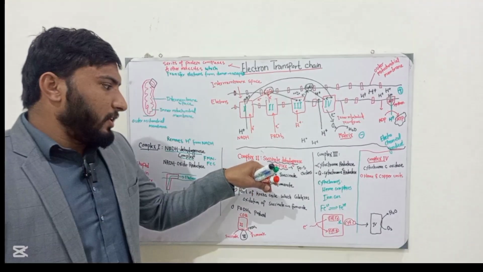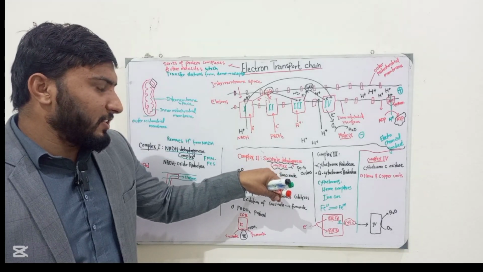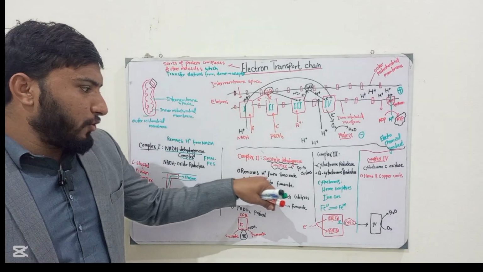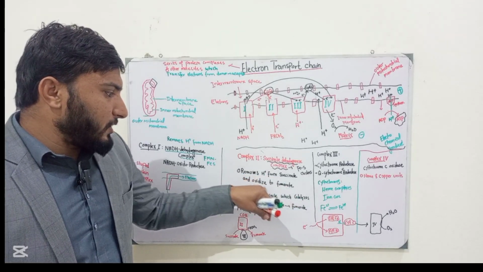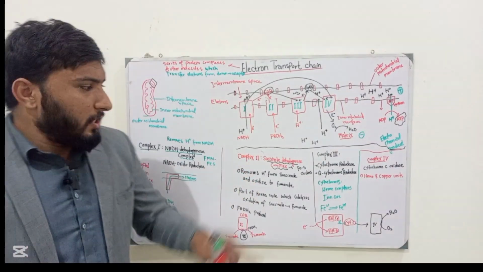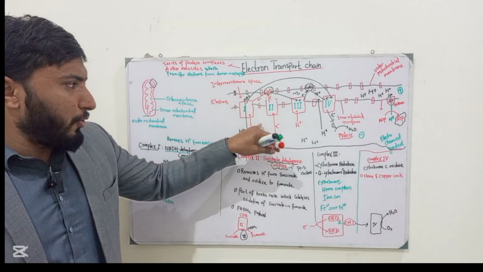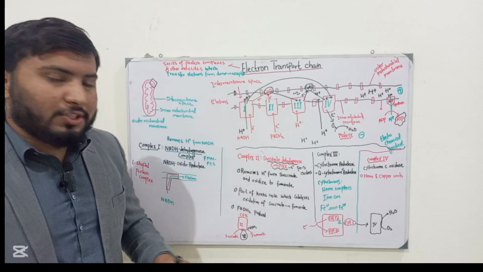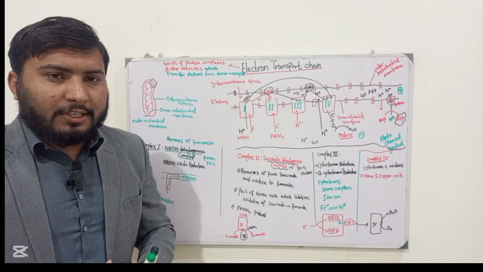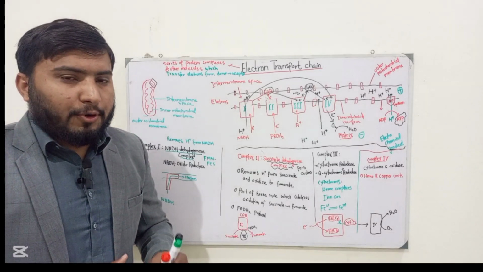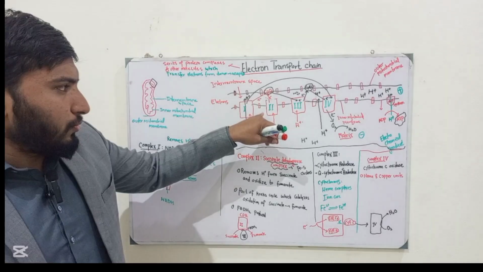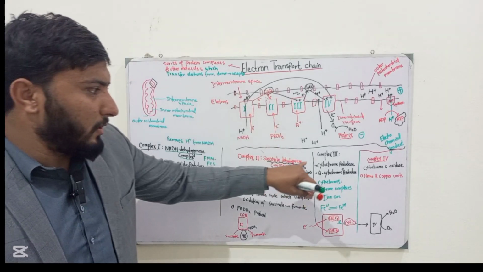Then complex 2. It is succinate dehydrogenase complex. It also contains iron sulfur clusters. It removes hydrogen from succinate and oxidizes it to fumarate. Complex 2 is the protein complex which is also used in the Krebs cycle. It converts succinate to fumarate. During this, FADH2 is produced. FADH2 transfers electrons to complex 2 of the electron transport chain.